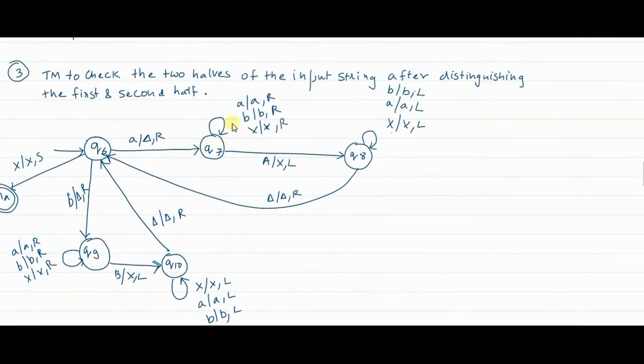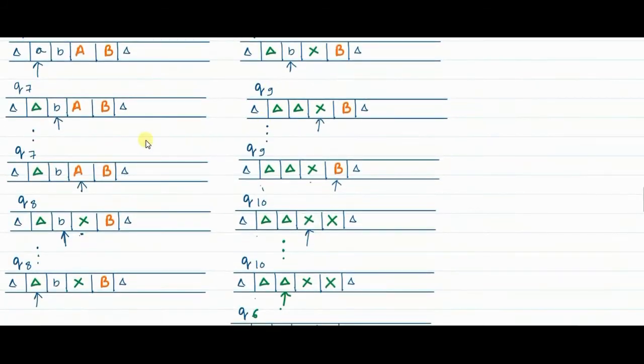So this is for A. Now in Q7, if B is encountered, B is also unchanged and we move to the right. B replaces itself, the pointer moves to the right. The dot dot means no matter how many small a's, small b's and capital X's are on the way, it ignores all of them, and finally the pointer reaches here, ignoring everything on the way. There is only one B that you can ignore here.